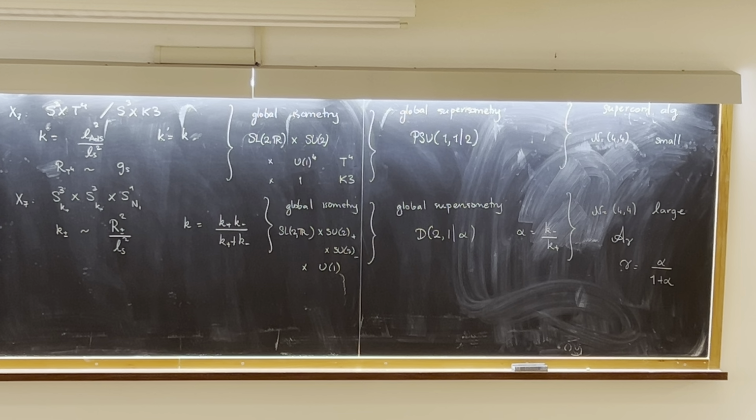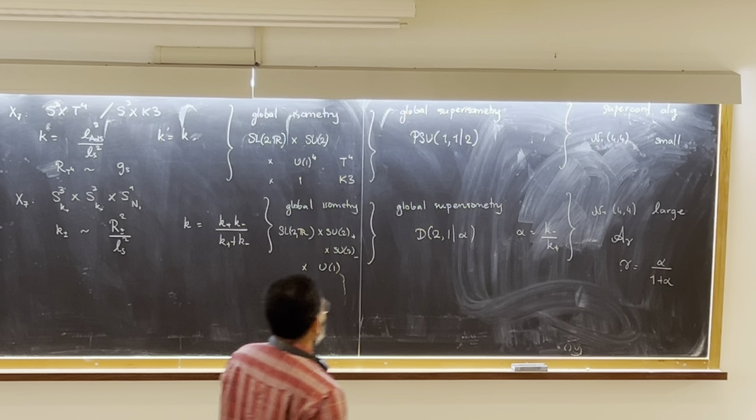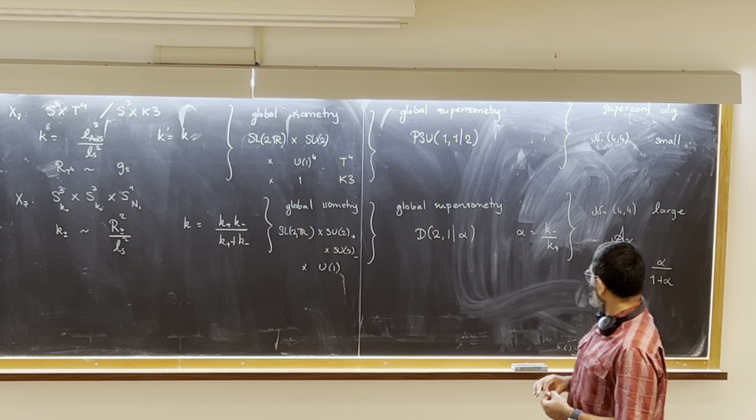Okay, so that's the setup. And before I go on, I can sort of answer questions. Yes. If I remember well, the small algebra can be seen as a contraction of the large algebra. Correct. Indeed, it's a limit on alpha.